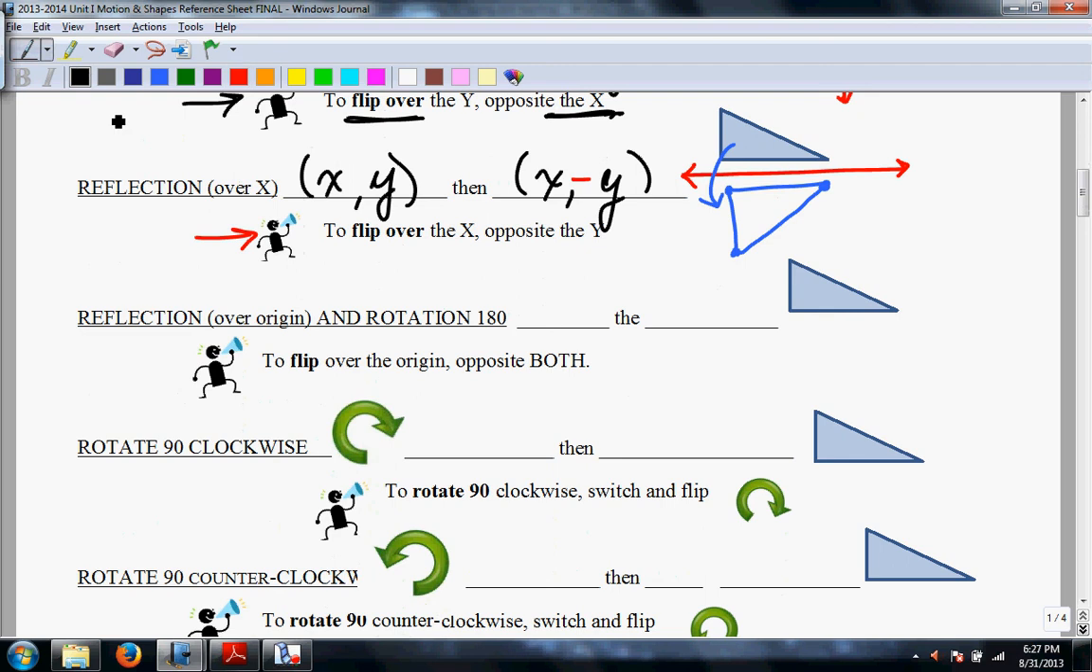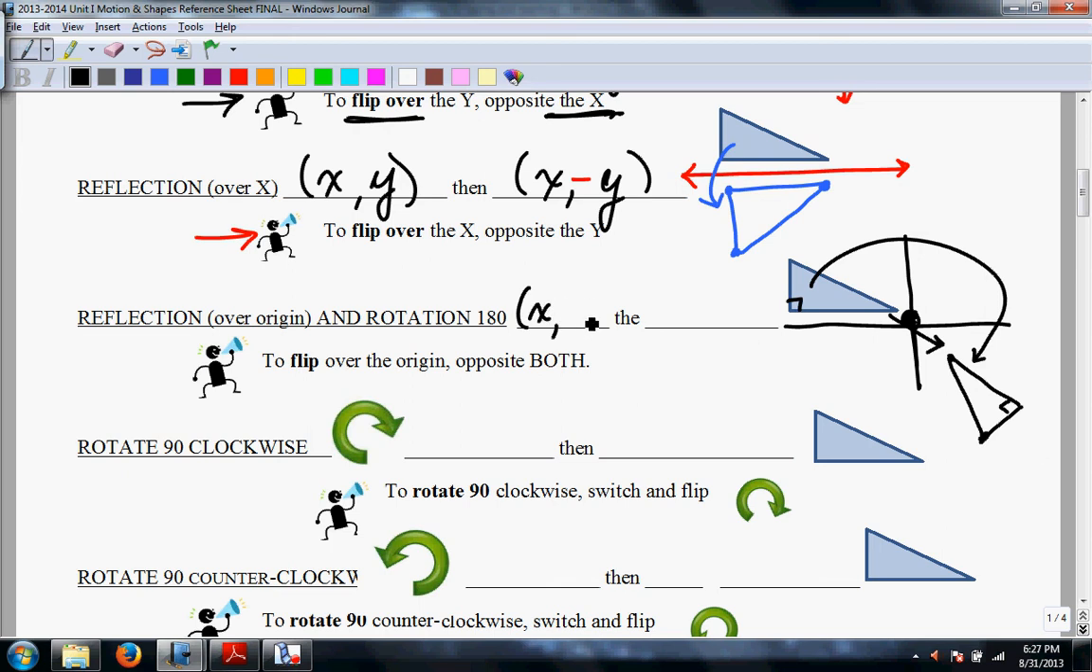We're going to reflect over the origin. That would be as if you're going from one quadrant right over to the exact opposite quadrant this way. It's also the same as rotating 180. That means if you were to rotate that exactly 180. And for this one, to flip over the origin or rotate 180, which is the same thing, you opposite both the x and the y.